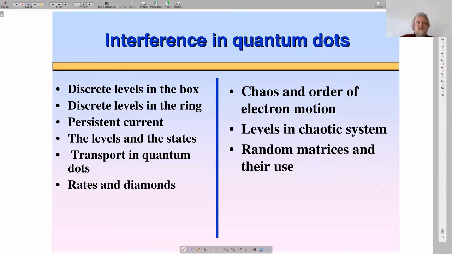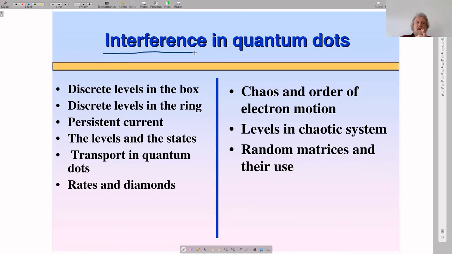Welcome to the next lecture of the quantum transport course. Today, we will have yet another change of topic. We will talk about quantum dots, about interference in quantum dots. The relation to the previous lecture is interference.